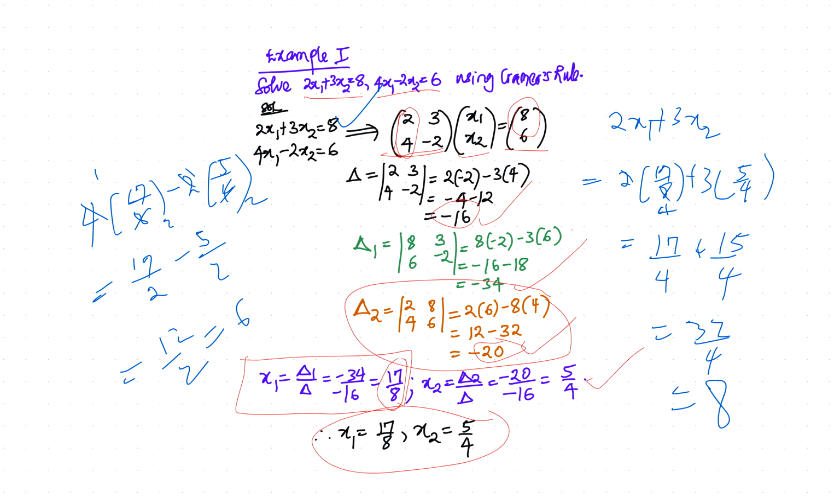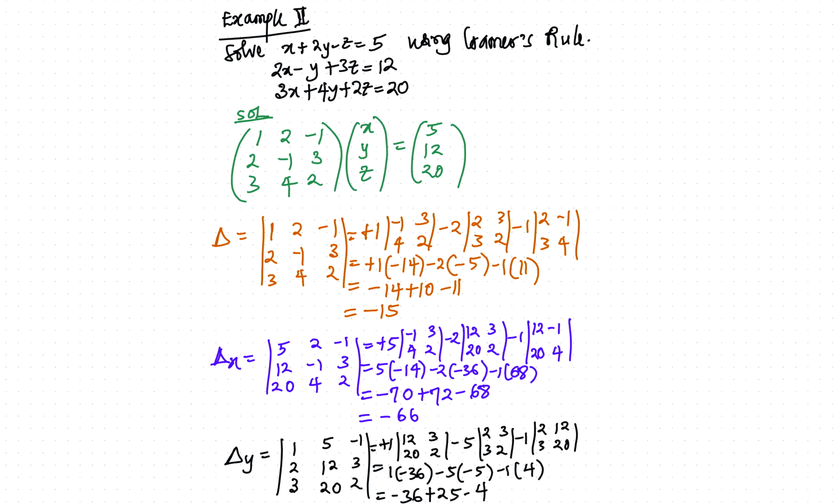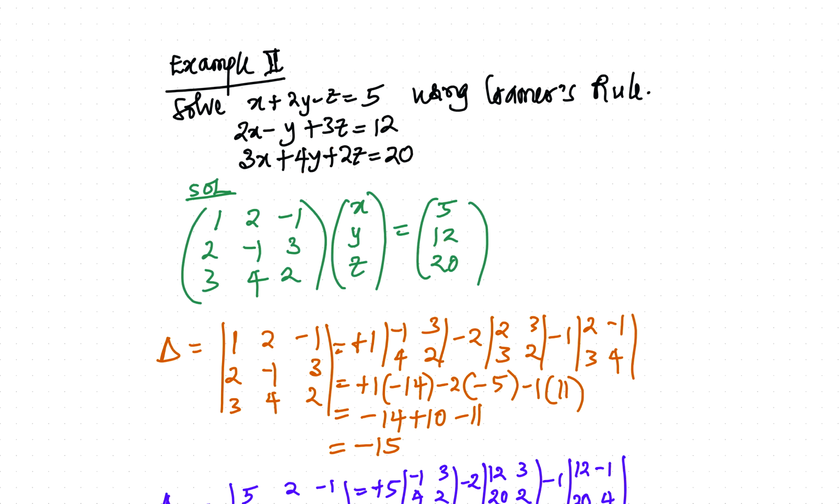For this 3x3 case now, again, you're solving x plus 2y minus z equals 5, 2x minus y plus 3z equals 12, 3x plus 4y plus 2z equals 20. Of course, using Cramer's rule, since this is what this video is about.